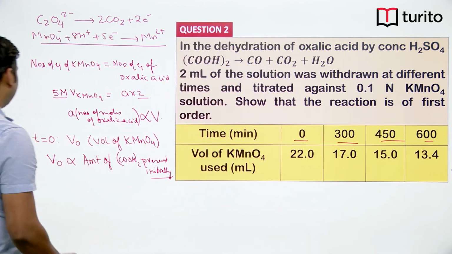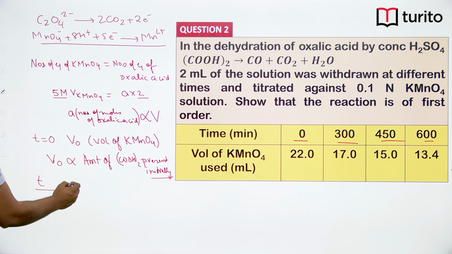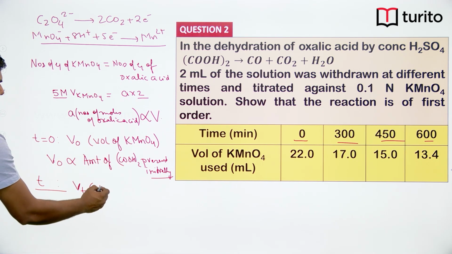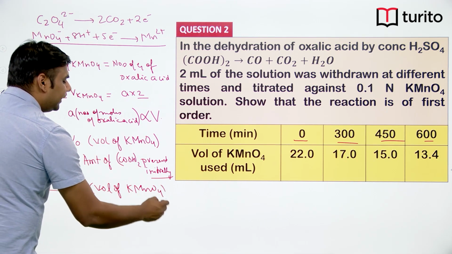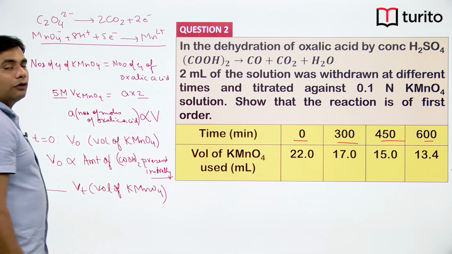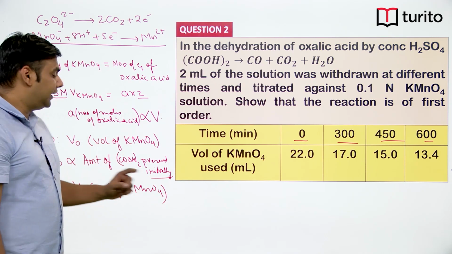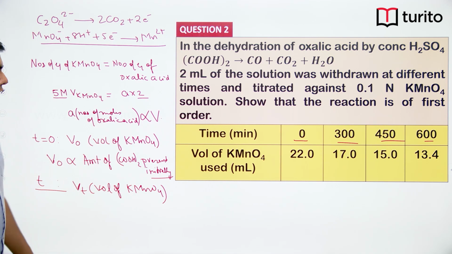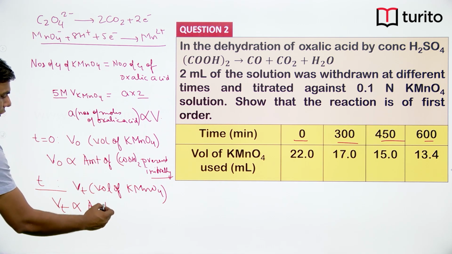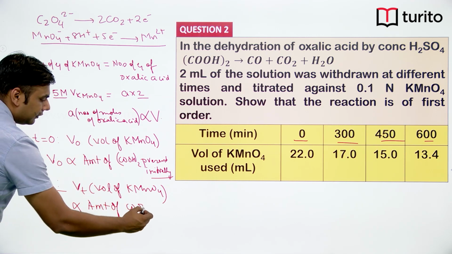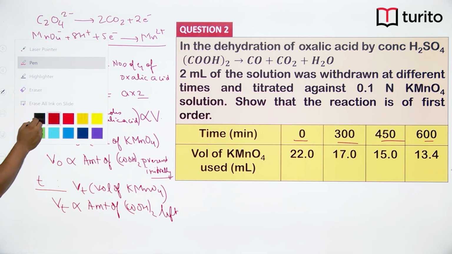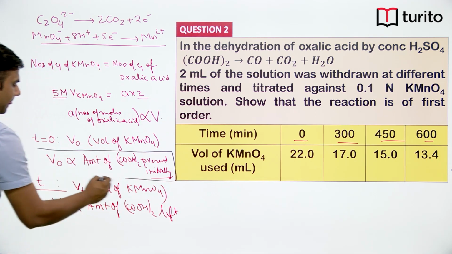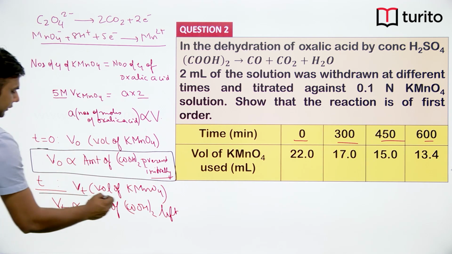Say after time t, Vt is the volume of KMnO4. Now when we are titrating after time t, some oxalic acid has already reacted in this reaction. So whatever is the leftover oxalic acid would be titrated with KMnO4. So basically Vt would correspond to the amount of oxalic acid left. I hope this is clear to everyone, and this is one data.